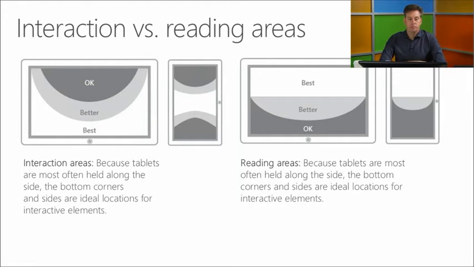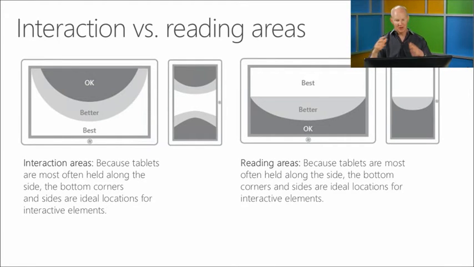Exactly. And for reading, the inverse is true, where that top area is the best part for reading, because it's above the sight line of the app. It's not obscured by any commanding that you have in the application. And thinking about that, whether it's your landscape design or your portrait design or even your windowing design, is going to be really, really important.